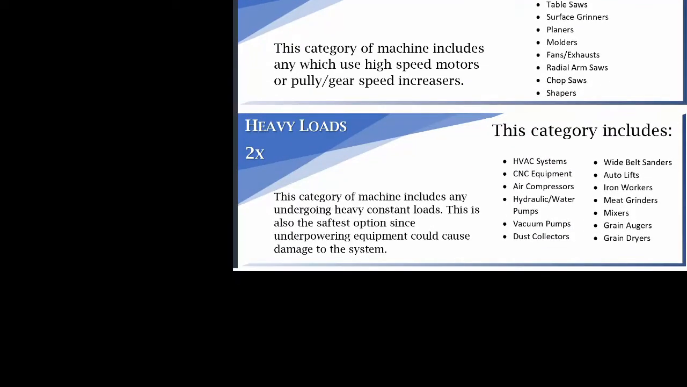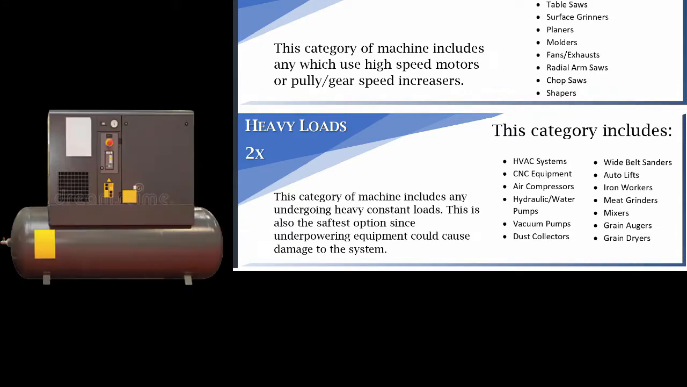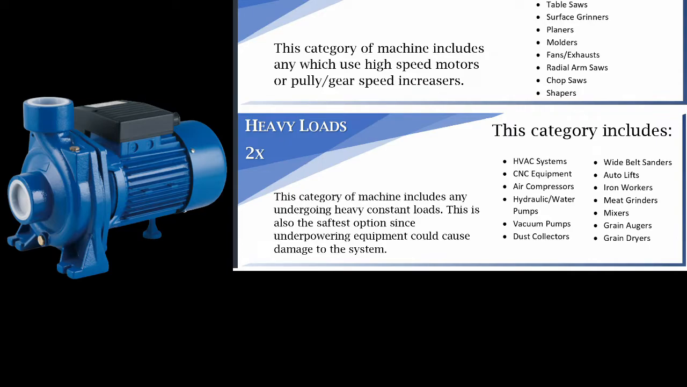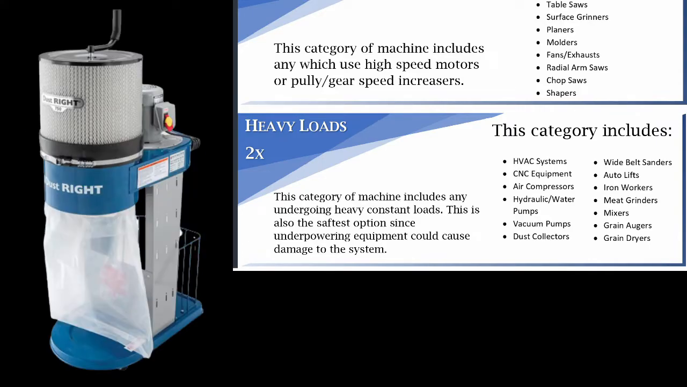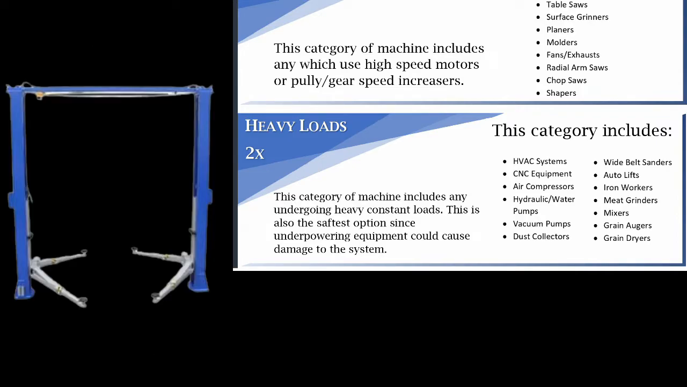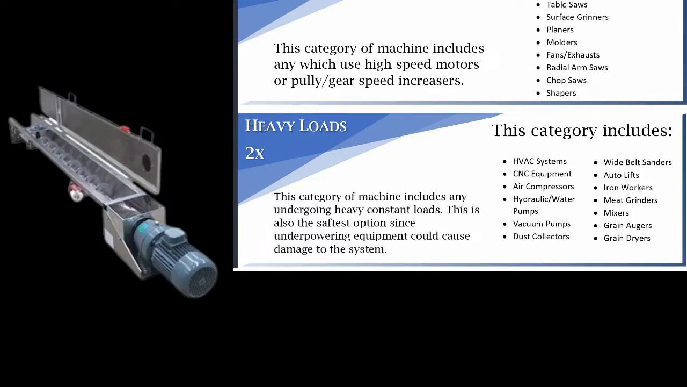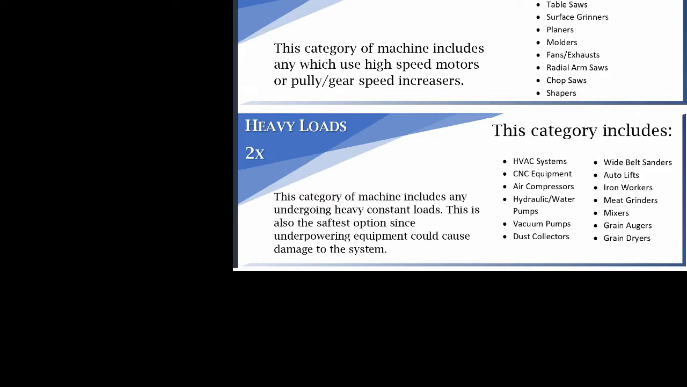For heavy loads, we use a 2x multiplier, and if you're in doubt, this 2x load condition is always the safe bet. Some machines that fit in this heavy load category are HVAC, CNC equipment, air compressors, hydraulic and water pumps, vacuum pumps, dust collection, wide belt sanders, hydraulic automotive lifts, iron workers, meat grinders, mixers, grain augers, grain dryers, and any system that has high constant loads.